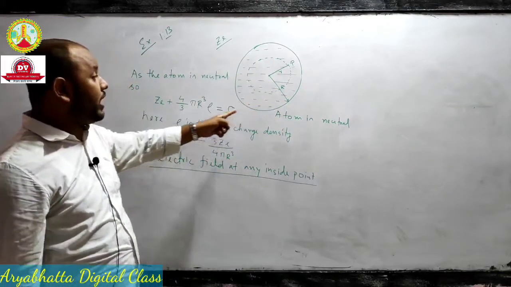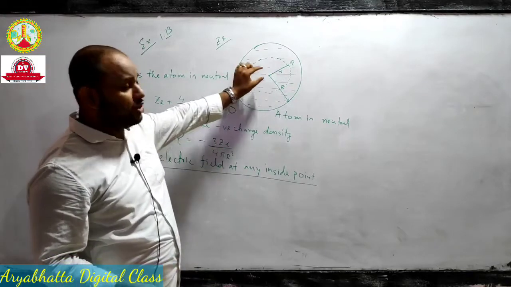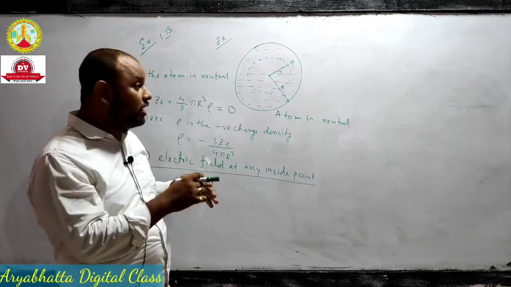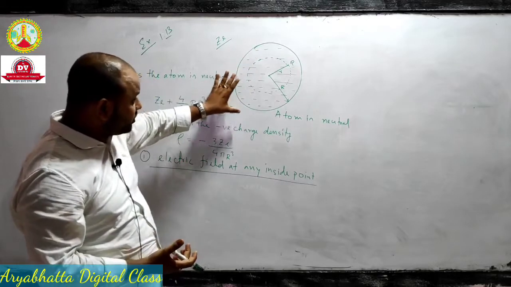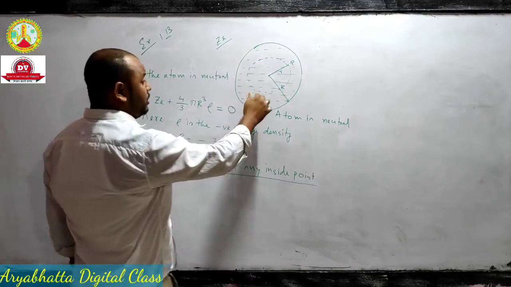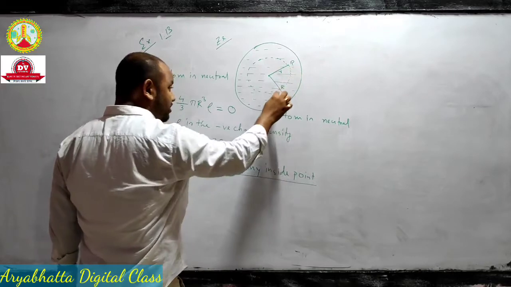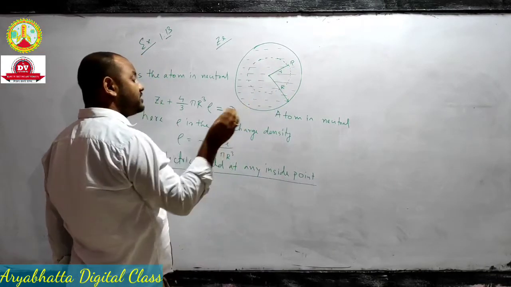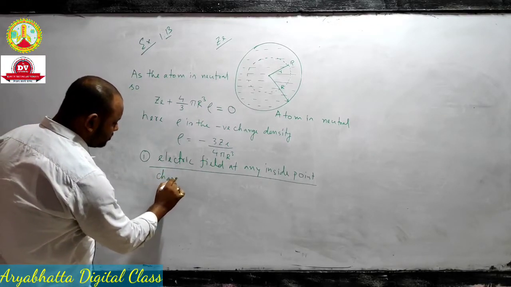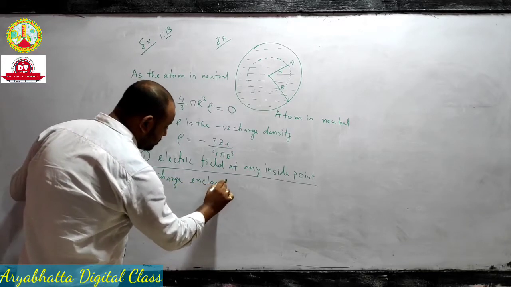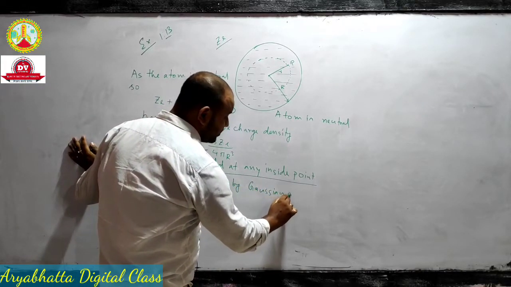This Gaussian surface will enclose how much charge? You can see it will enclose the nucleus, that means it will fully enclose the total positive charge, but it does not enclose the total negative charge, because outside the Gaussian surface there is also negative charge. So this Gaussian surface will enclose the total positive charge and some of the negative charge. How much charge will it enclose? The charge enclosed by the Gaussian surface.